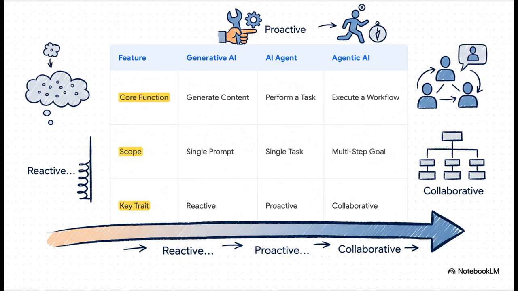Then we level up to the AI agent. Its function evolves to performing a single task. And it does this by being proactive. And finally, agentic AI levels up again to execute an entire workflow. And how does it do that? By being collaborative. You can literally see the journey right there in that bottom row. From reactive to proactive to collaborative. That, in a nutshell, is the evolution we're seeing in AI right now.